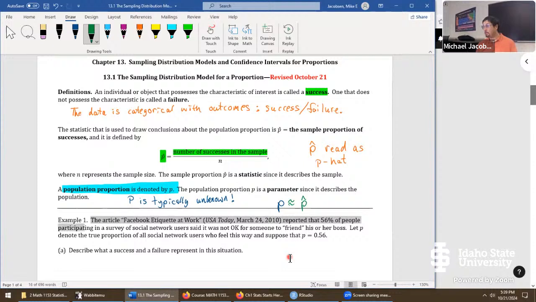56% of people participating in the survey of social network users said it was not okay for someone to friend his or her boss. Just full disclosure, I think I tend to agree with that. I don't think I would ever friend my boss, but that's what people were saying way back in 2010, where I think there's more diverse opinions on that. Here it says, let P denote the true proportion of all social network users who feel this way, and suppose it's true that P is really 0.56.